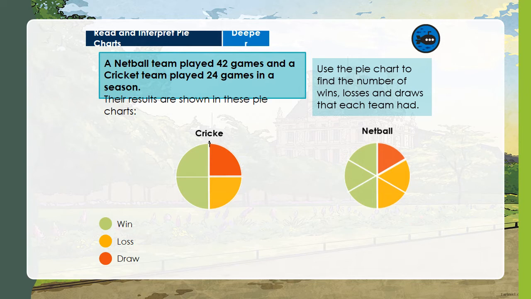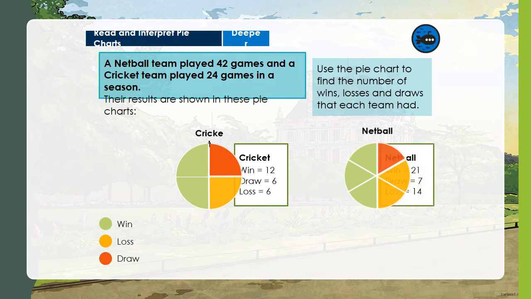Excellent. Let's go through. So the cricket team, they won half of their games, and half of 24 is 12. They drew a quarter of their games, and a quarter of 24 is 6, and they lost another quarter, which is 6. Now over to the netball team.